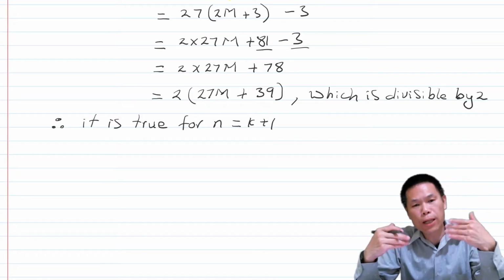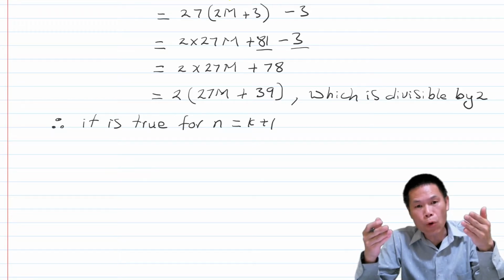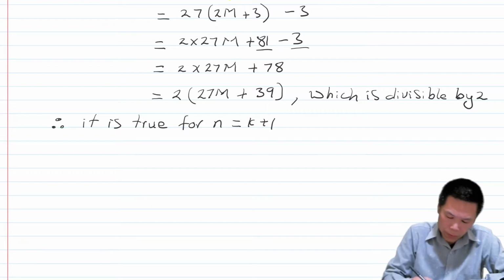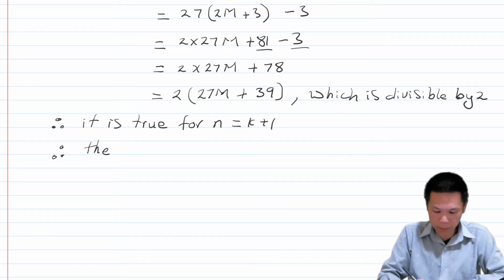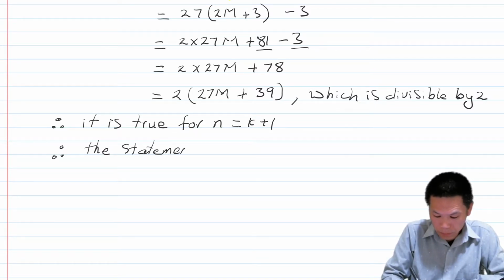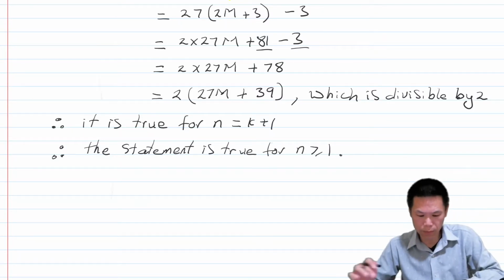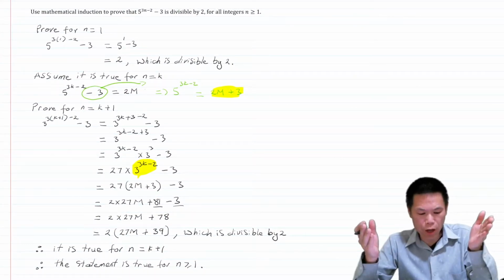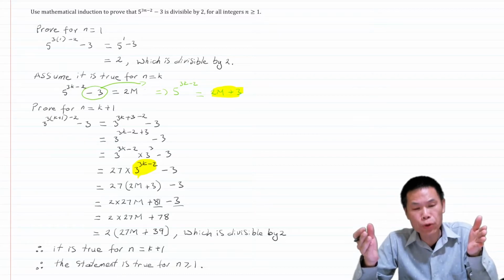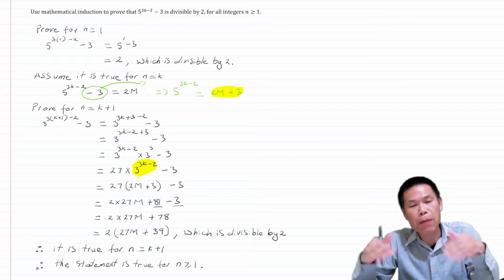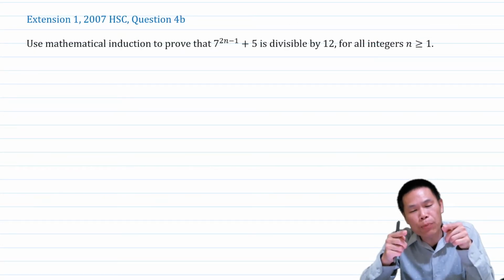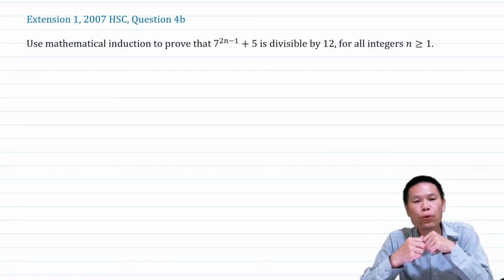Then we just need to write the last statement. That is, therefore, the statement is true for all n greater than or equal to 1. There you go. So this is how you prove divisibility by mathematical induction. Now please stop the video and try this one yourself.